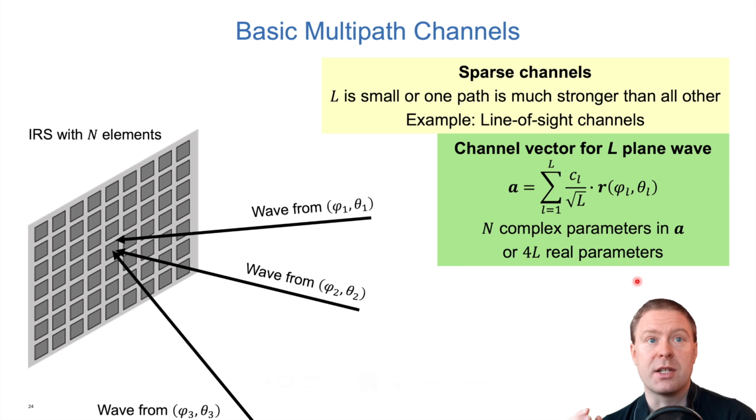And if the channel is sparse, meaning that L is a small number, or that there is only 1 or a few strong paths and the other ones are negligible, well then we could maybe get away with using a parameterization with 4L real parameters instead of n complex parameters, and describe the channel still in a very good way. This might particularly be the case in line of sight channels.